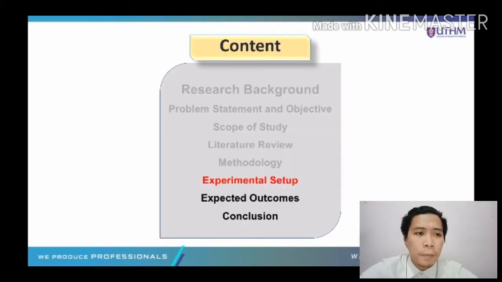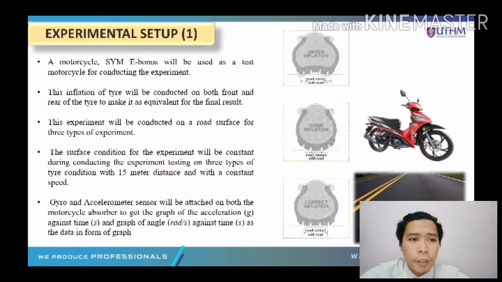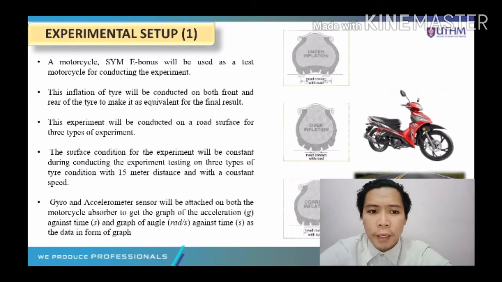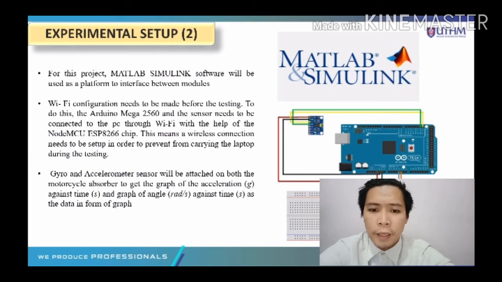So for this experiment setup, a motorcycle, which is the Sim eBonus, will be used as a test motorcycle for conducting the experiment. The inflation of the tire will be conducted on both front and rear, and the experiment will be conducted on the road surface. A gyro and accelerometer sensor will be attached on both of the motorcycle absorbers in order to get the graph of acceleration against time and the graph of angle against time.